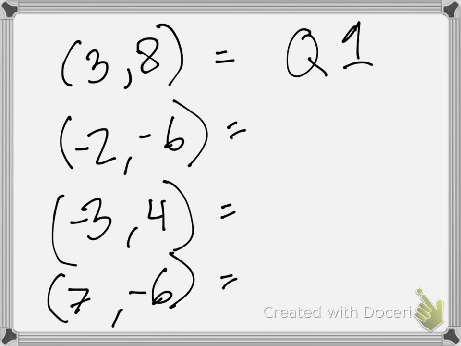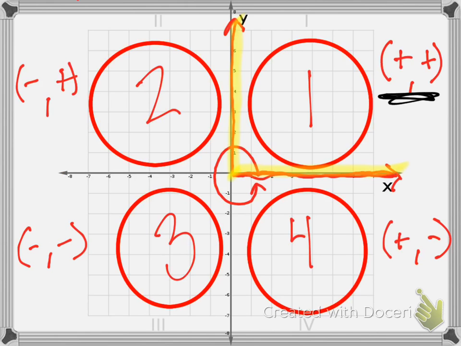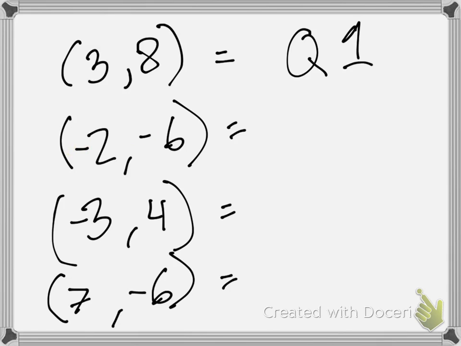What about this next one? -2, -6. Which one do we think it's in? So I see some differing hands between 3 and 4. Let's check back. This is a negative, and this is a negative. If we look, it's 3. So we're in quadrant 3.